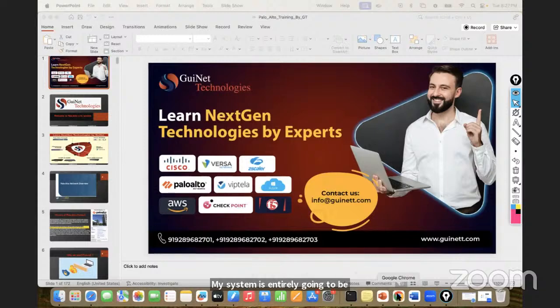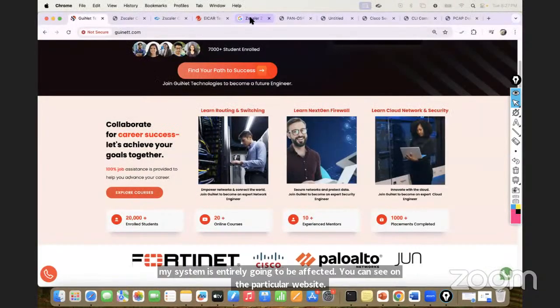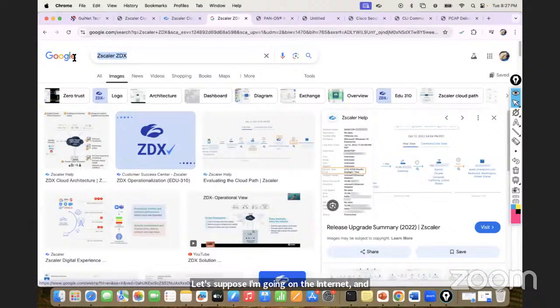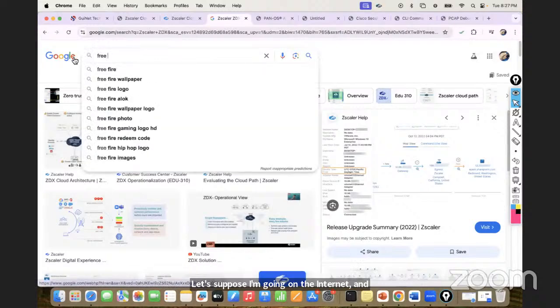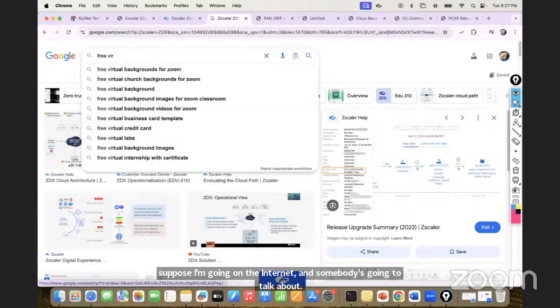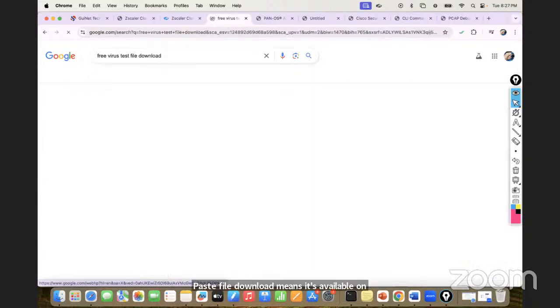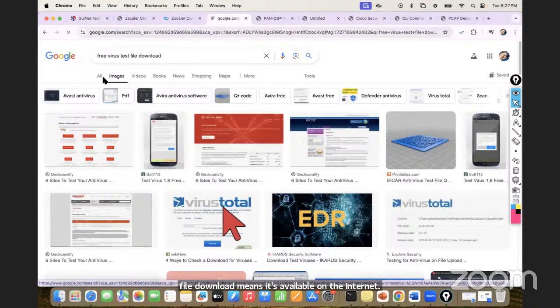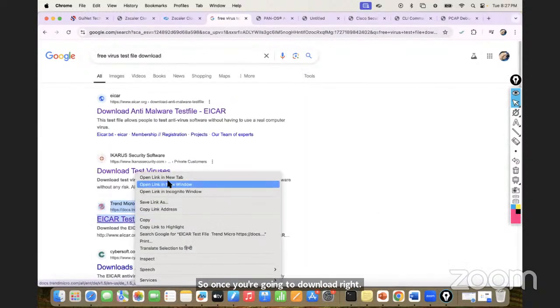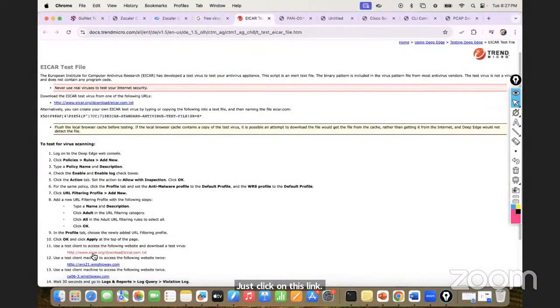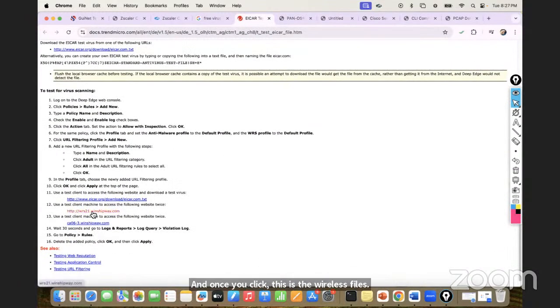You can see on a particular website, let's suppose I'm going on the internet and somebody talks about free virus test file download. It's available on the internet. So once you download it, the virus is going to be downloaded in your system. Just click on this link, and once you click, these are the virus files. Any link you click, these are virus files. It is going to download in the system. So definitely these systems are going to be impacted by the virus.